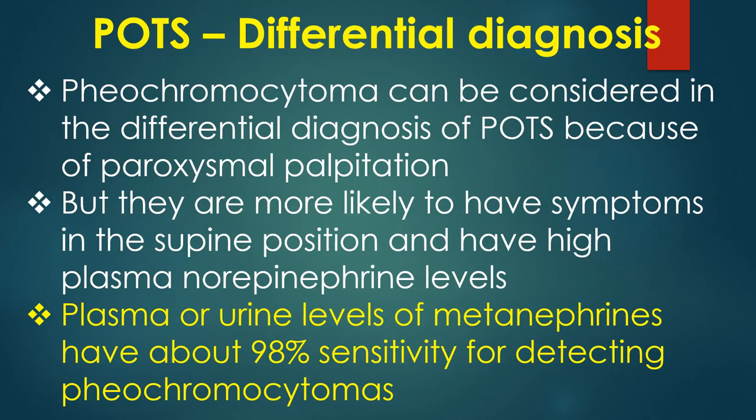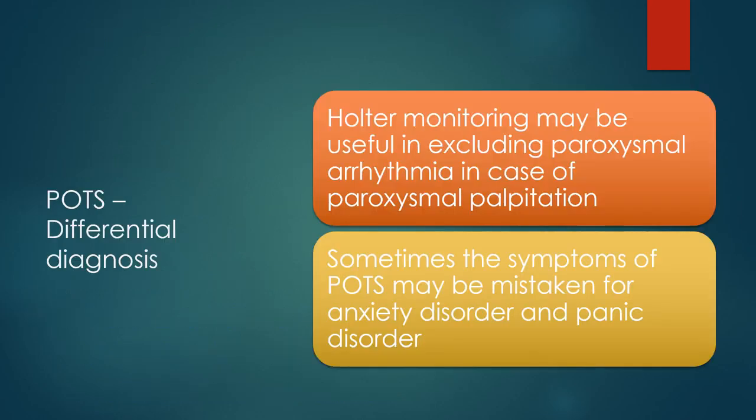Pheochromocytoma can be considered in the differential diagnosis of POTS because of paroxysmal palpitation, but they are more likely to have symptoms in the supine position and have high plasma norepinephrine levels. Plasma or urine levels of metanephrines have about 98% sensitivity for detecting pheochromocytomas. Holter monitoring may be useful in excluding paroxysmal arrhythmia in case of paroxysmal palpitation.